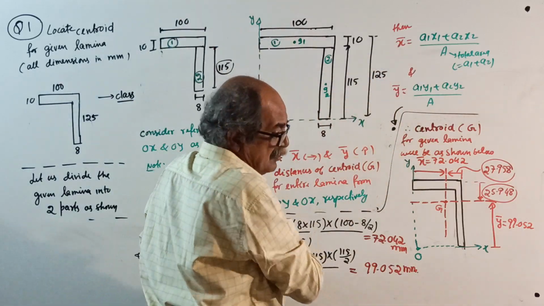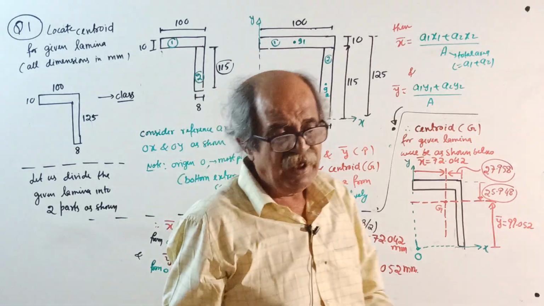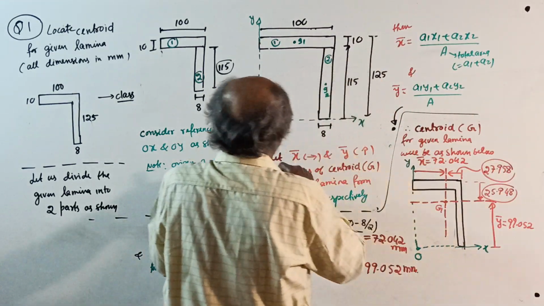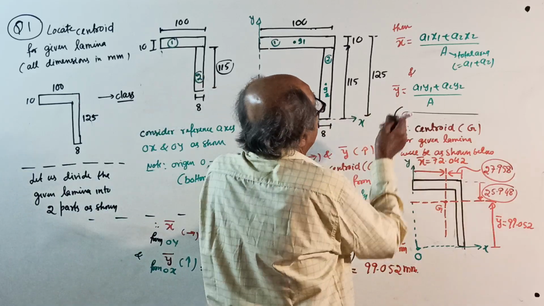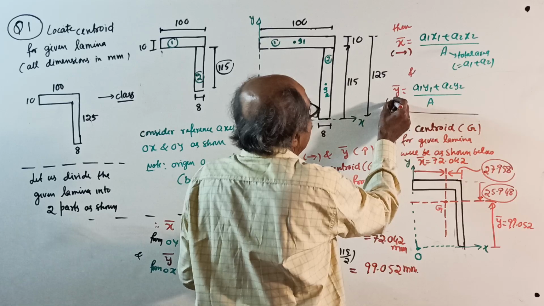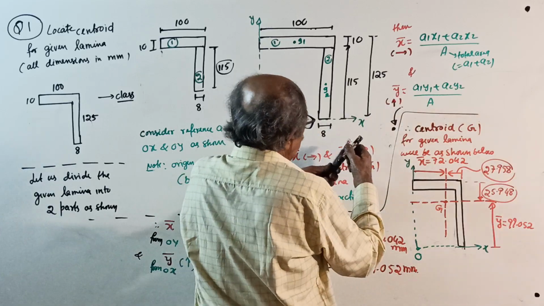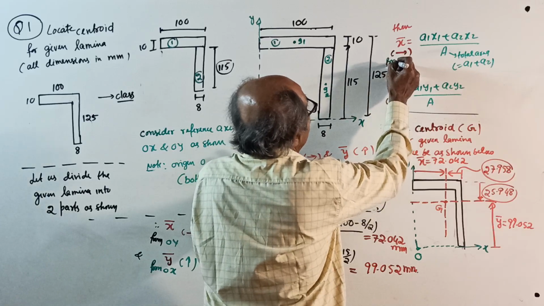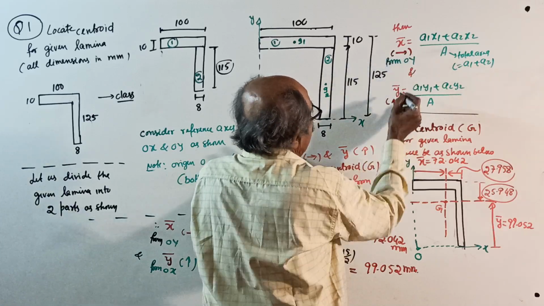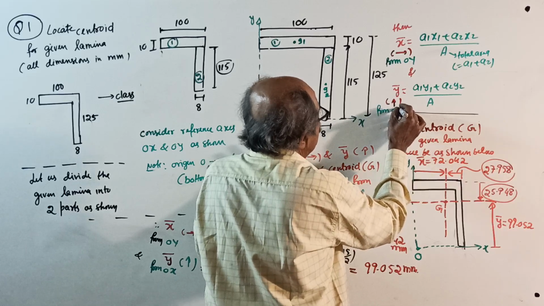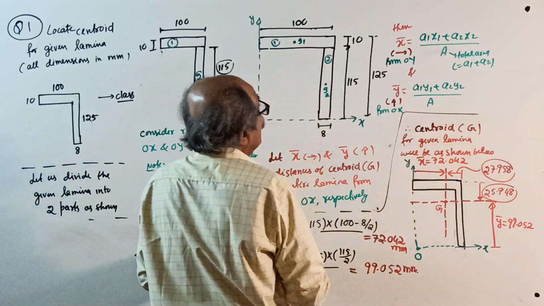X bar, which side? They are also equally important. When you write X bar, direction is required. How are you getting X bar? See, since you are taking X this way, your X bar is like this. Y bar is this way. X bar from where? That X bar is from OY. Y bar is from OX.